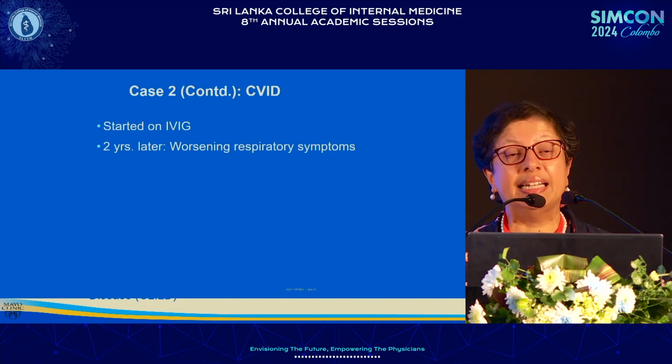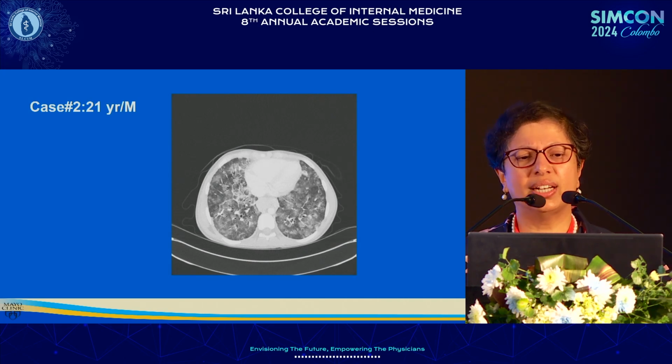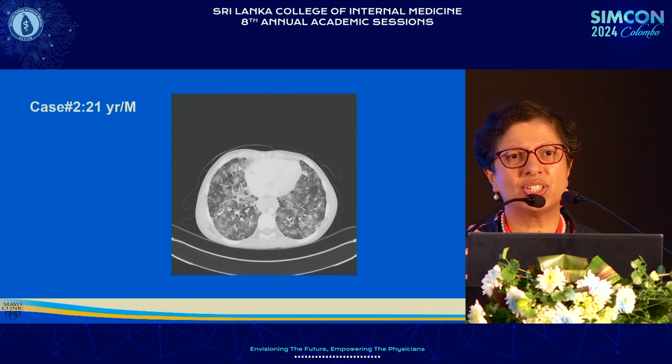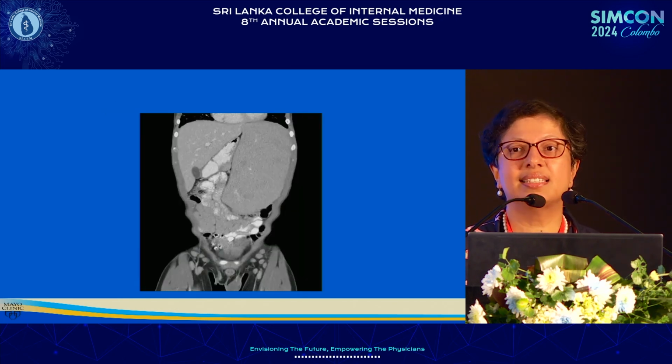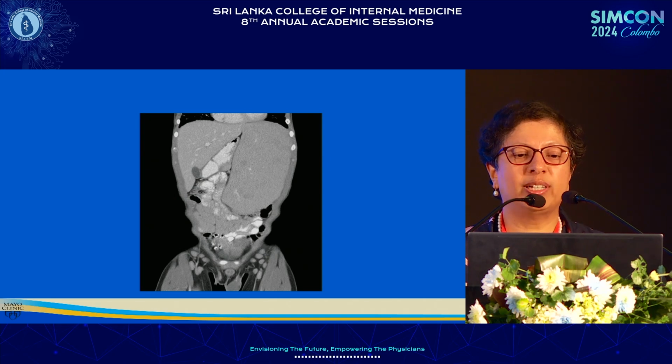But then 2 years later, he comes back with worsening respiratory symptoms. So this is how his CT scan looks, significant infiltrates bilaterally with interstitial changes. And this is how his abdomen looks, significant hepatosplenomegaly and lymphadenopathy throughout.